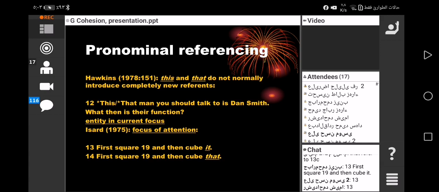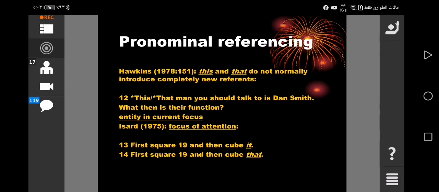First square 19 and then cube it. First square 19 and then cube that. Both are correct, but they have different conclusions. They have different consequences. Well, if I say first square 19 and then cube it, it refers to 19. But if I say first square 19 and then cube that, don't forget what I said about it or that.